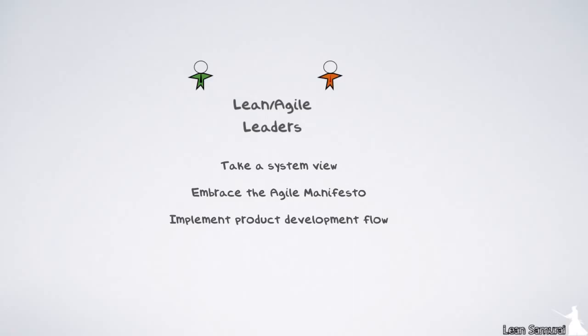Finally, new emphasis has been put on the central position lean agile leaders play by including them in an infographic which explains their position in both the portfolio and program levels. 3.0 focuses on 4 principles that guide these leaders. They take a system view, they embrace the Agile Manifesto, they implement product development flow, and they unlock the intrinsic motivation of knowledge workers.